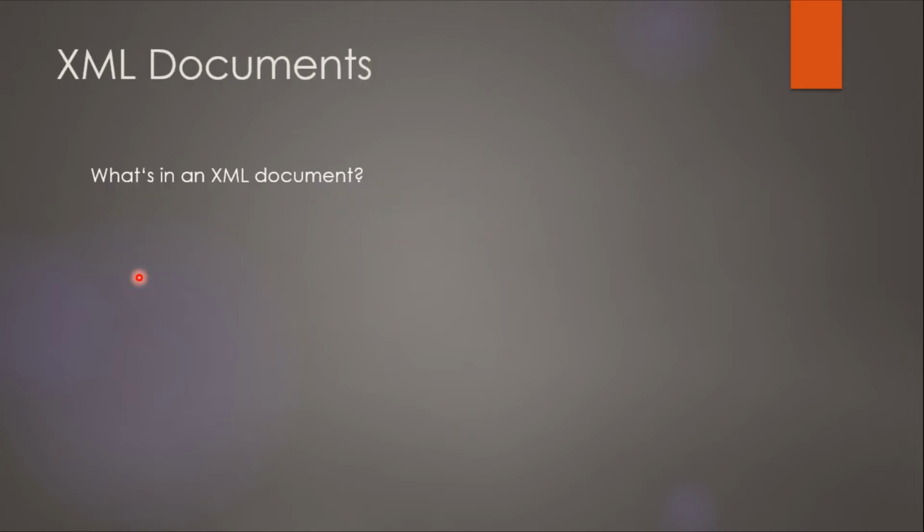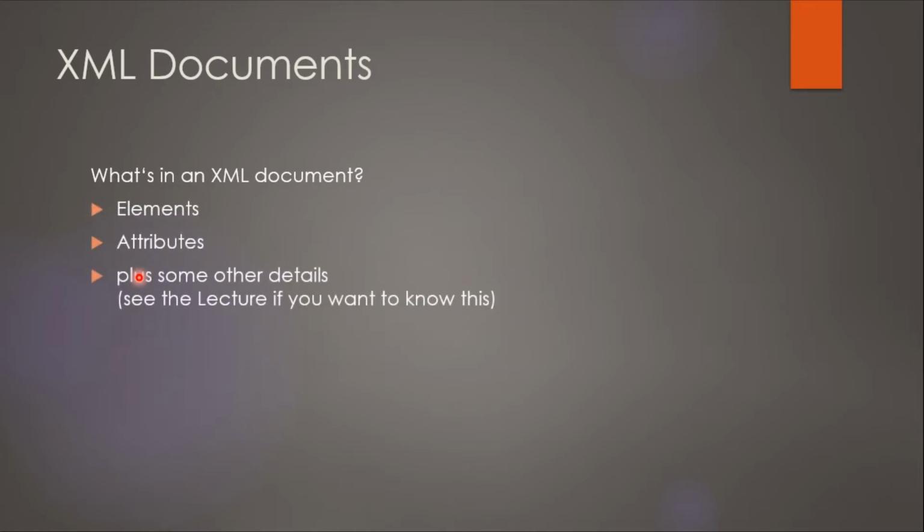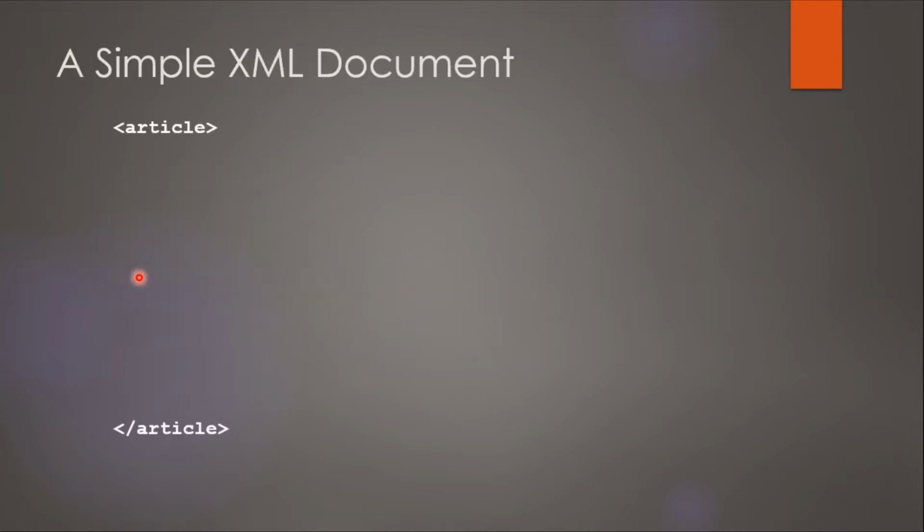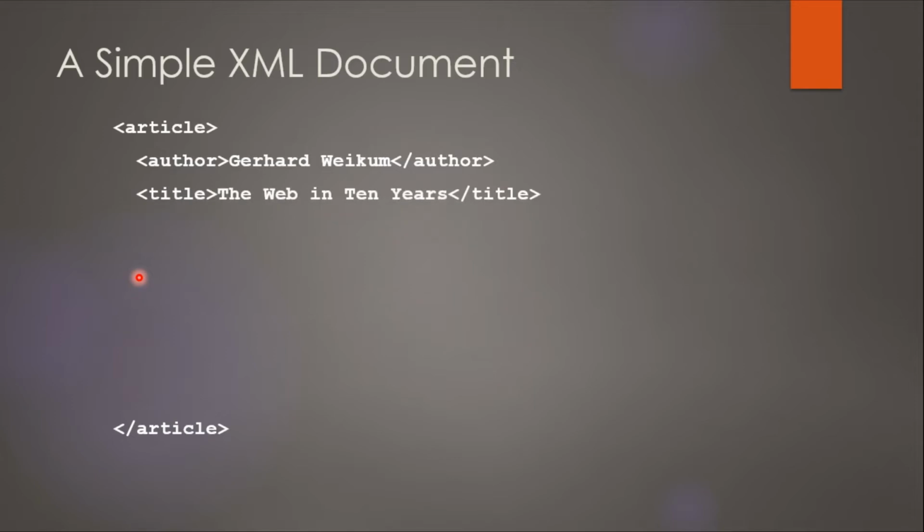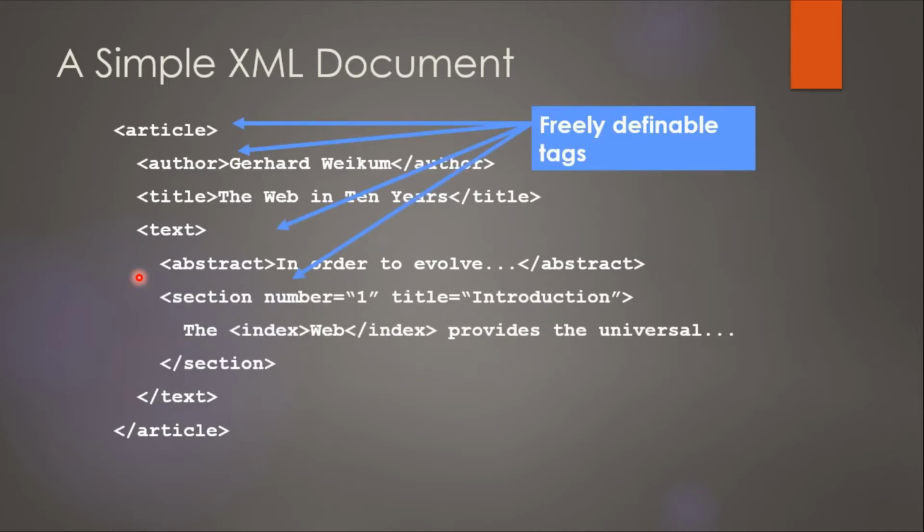Now, what is an XML document? XML documents have elements, attributes plus some other details. Now this is the simple structure of an XML document. Here I have created the article, which is the root tag. Now we create the inner tags. The first one is author, the second one is title, the third one is text, and in the text tag I also created inner tags, abstract and section tags. These are the freely definable tags in XML documents.